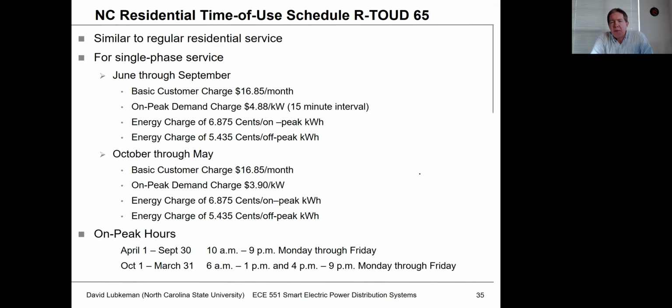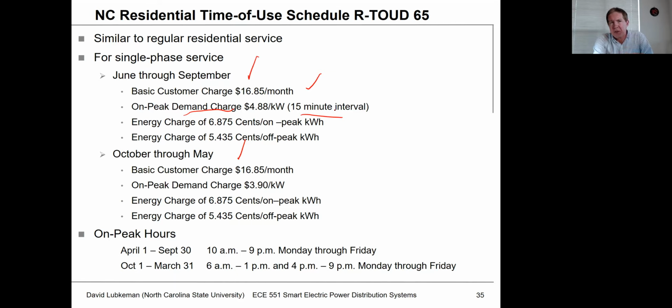There's also a time of use schedule, and there are a couple of different time of use schedules up here. I'm showing the one that has the demand charge associated with it. Again, they break this into a June through September and an October through May set of charges. There's a fixed charge per month, a connection charge, and then there's also a demand charge. What this does is give the customer some incentive to reduce their peak. And I've got this down as a 15-minute interval.